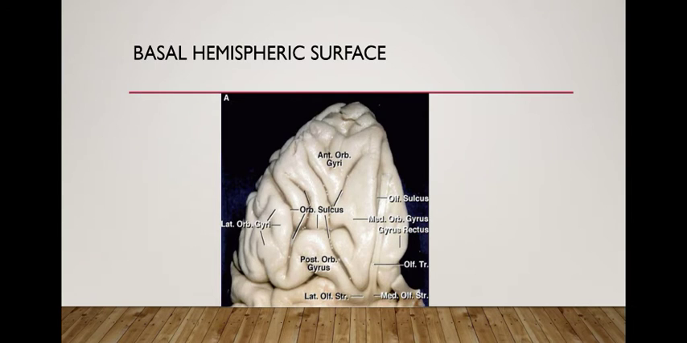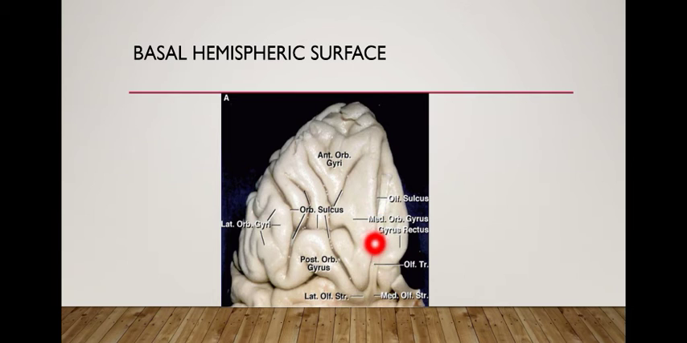Okay, so this picture shows the basal hemispheric surface. Now we are talking about the final surface, the inferior surface of the cerebral hemisphere. So this is the basal hemispheric surface of the frontal lobe. We can see that it is divided into various gyri by this structure. This structure is the olfactory sulcus, and it houses the olfactory tract which runs within it.